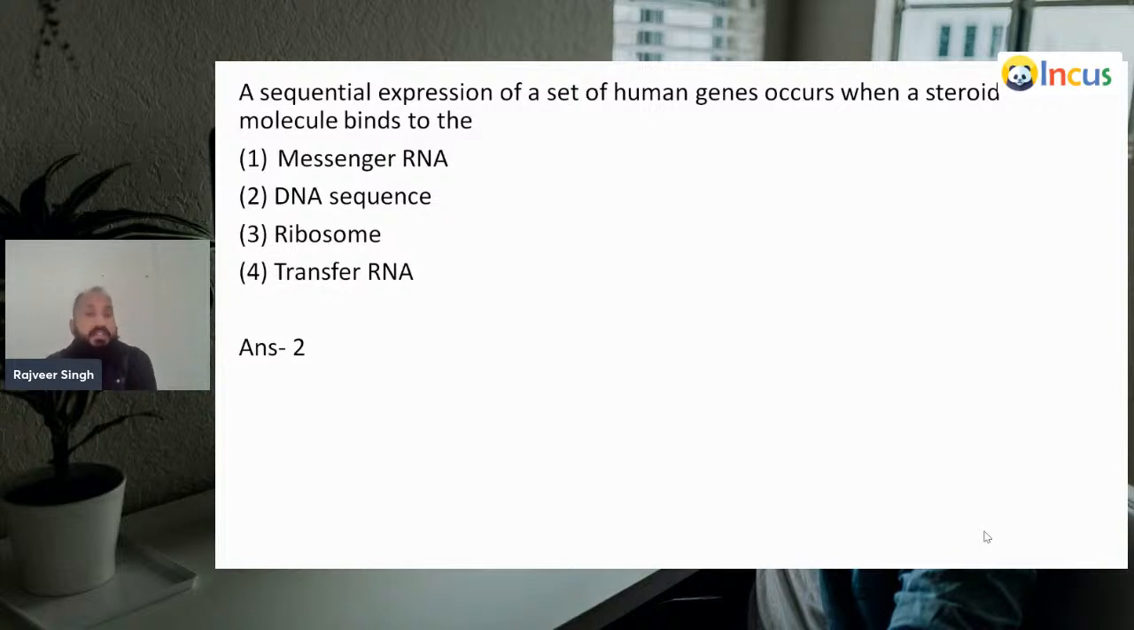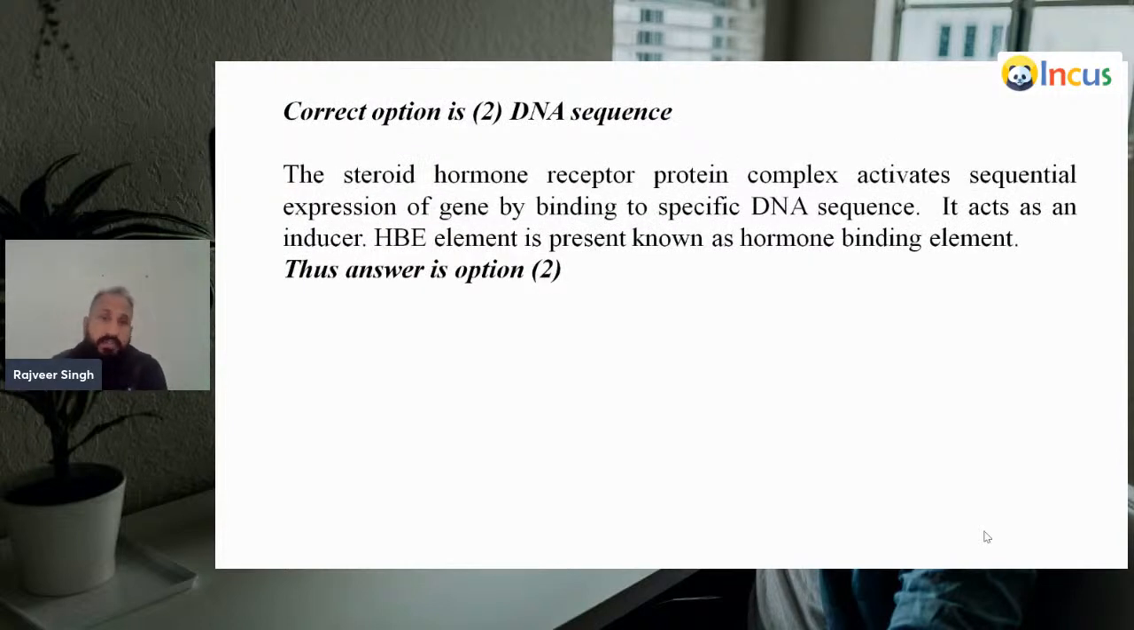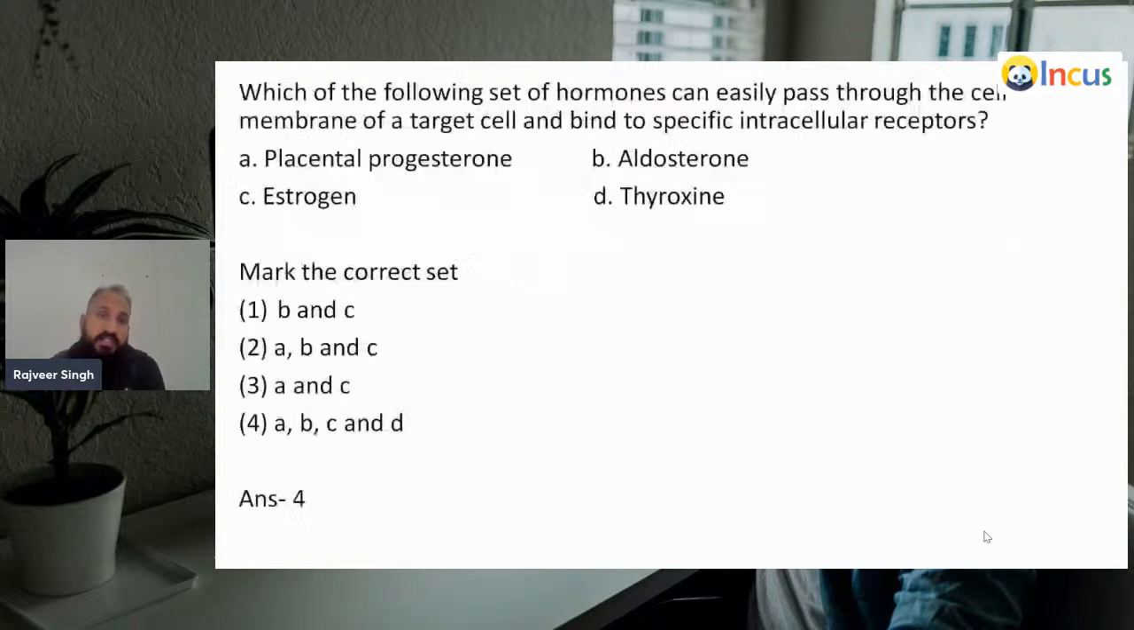Next one. A sequential expression of a set of human genes occurs when a steroid molecule binds to the what? Messenger RNA, DNA sequence, ribosome, transfer RNA. Yes, the answer will be the second, DNA sequence, because the steroid hormone receptor protein complex activates sequential expression of genes by binding to a specific DNA sequence. It acts as an inducer. The HRE is known as the hormone response element. So DNA sequence is the right one.